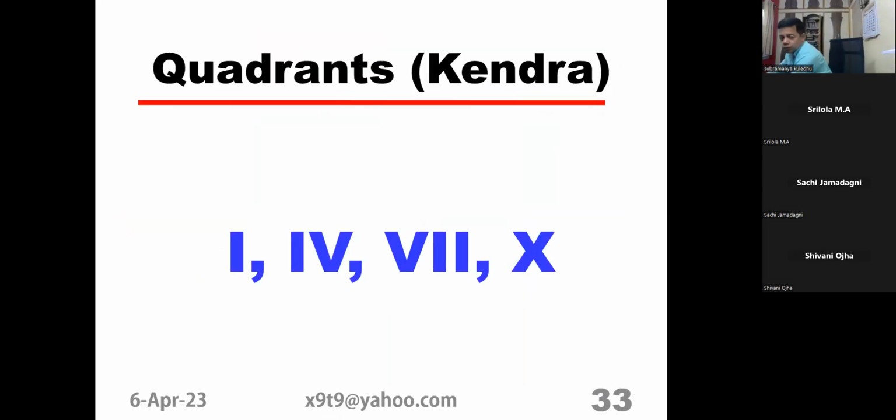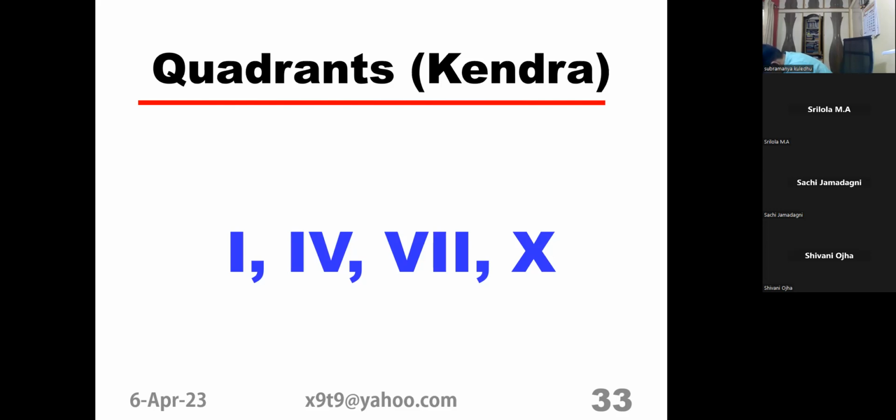Now if you take, instead of 1, 5, 9, if you take 1, 4, 7, 10, those positions are called quadrants because each is 90 degrees apart. So if our horoscope Kundli is a square, this will be a square; if it is a rectangle, it will be a rectangle. These are also called Kendra Sthana in Kannada. 1, 4, 7, 10.